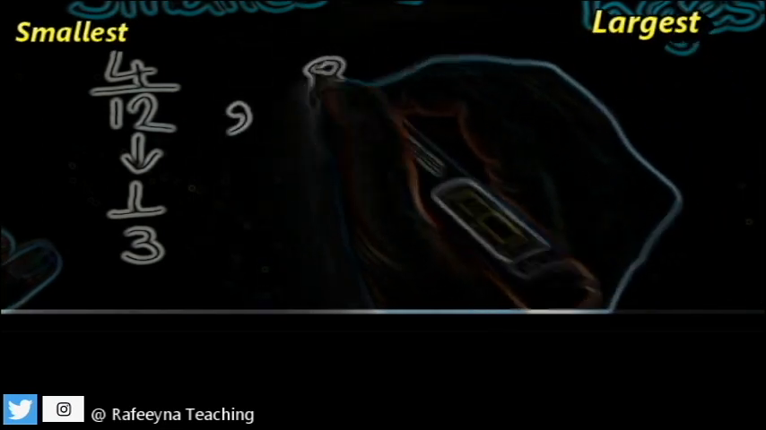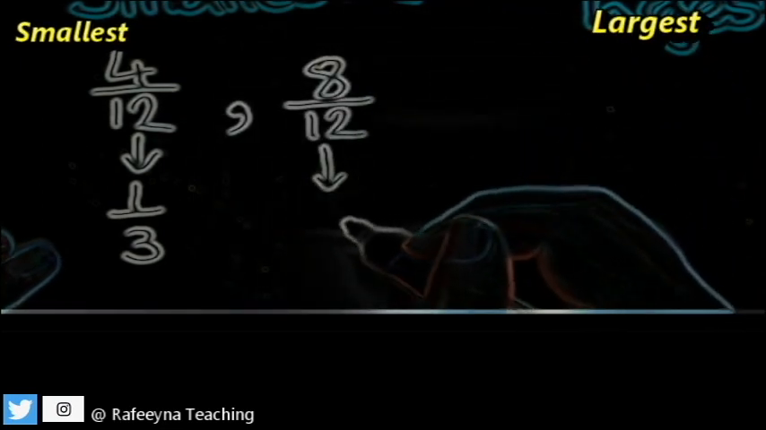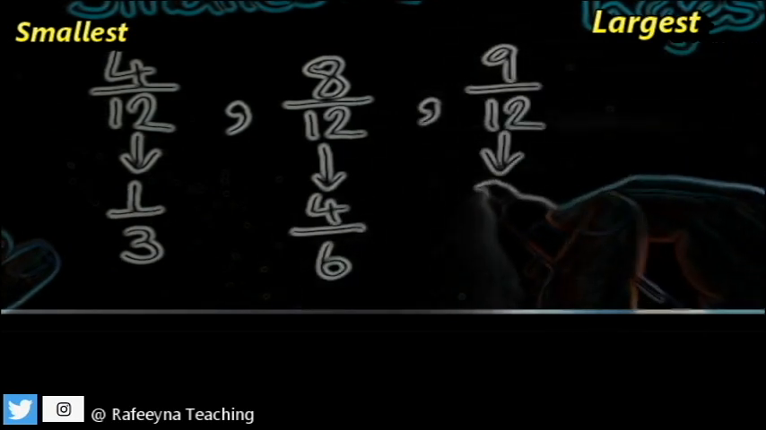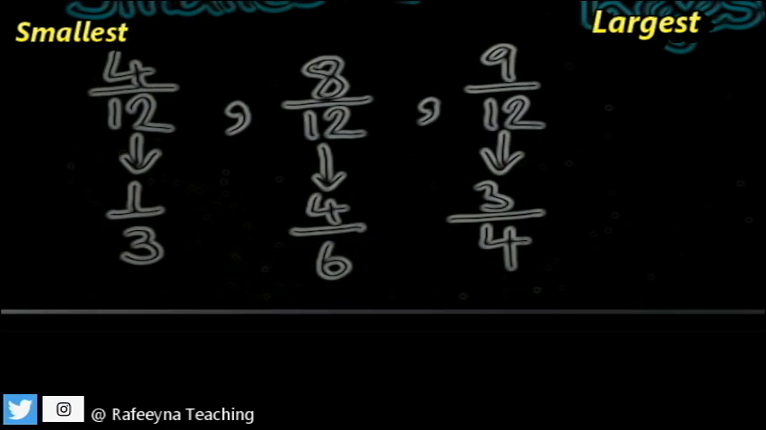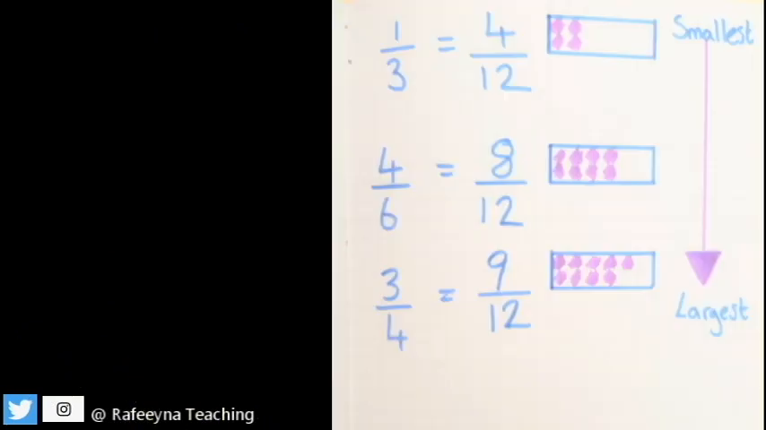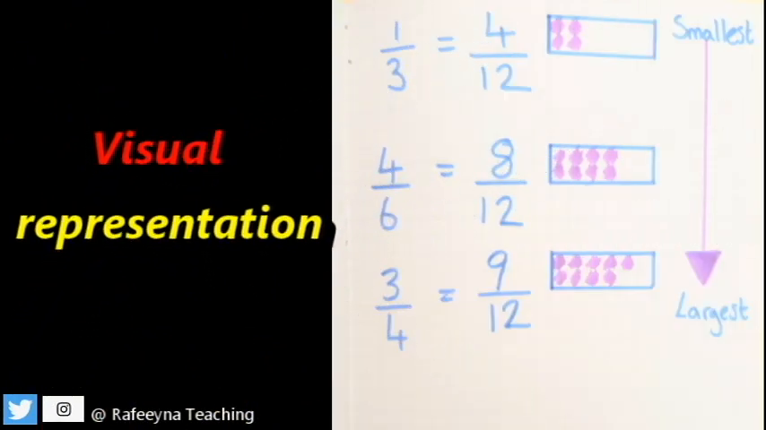Looking at the numerators, order the fractions in ascending order, starting from the smallest to the largest. The original fractions in ascending order are 1/3, 4/6, and 3/4. Here are fraction bars showing an increase in value.